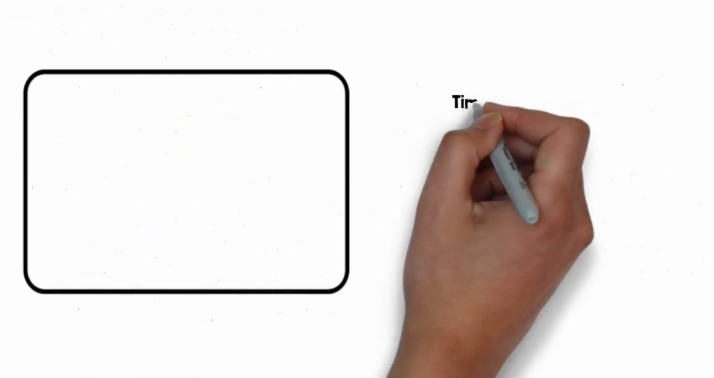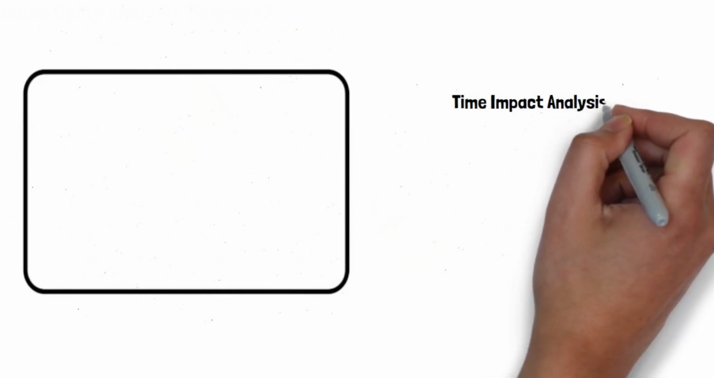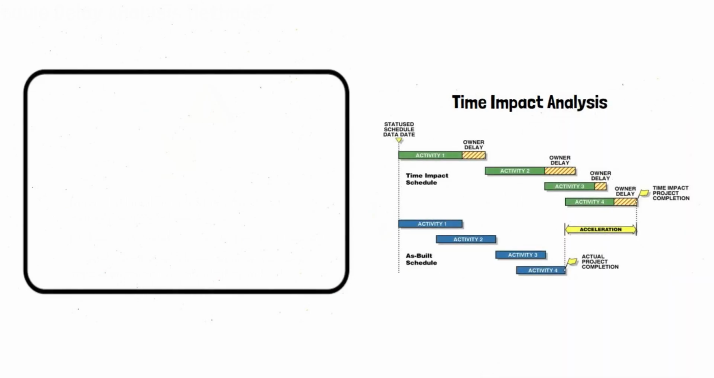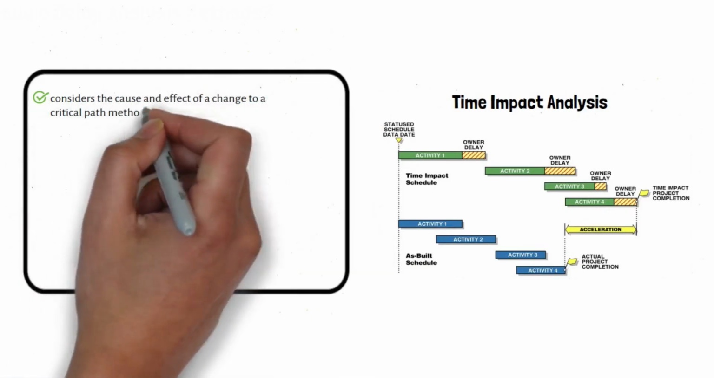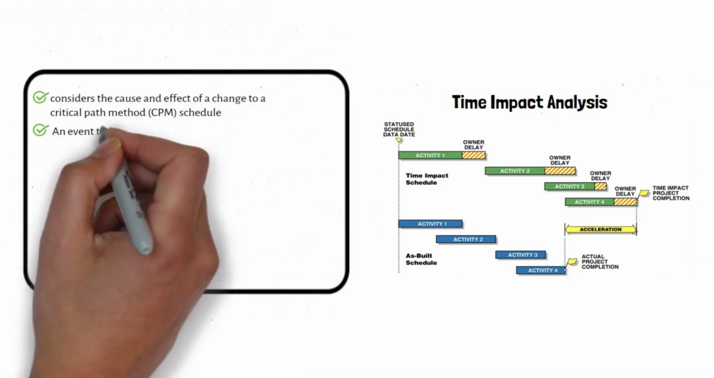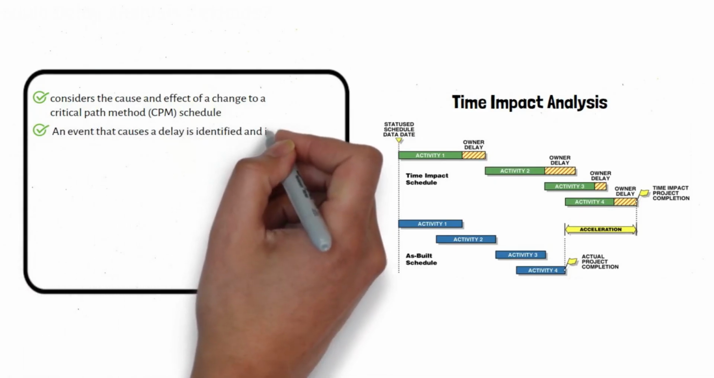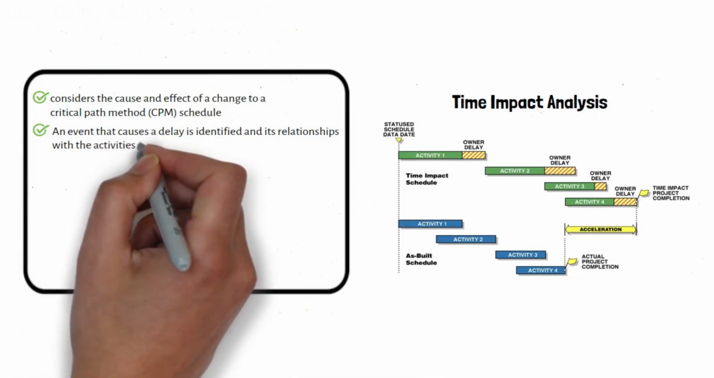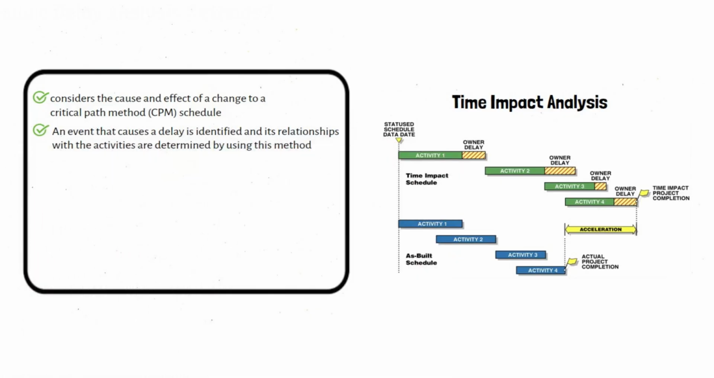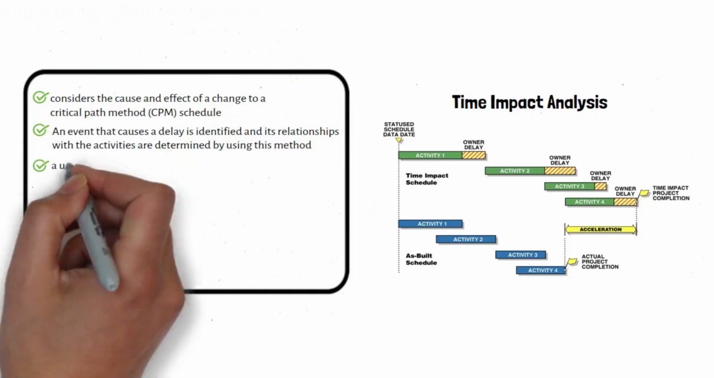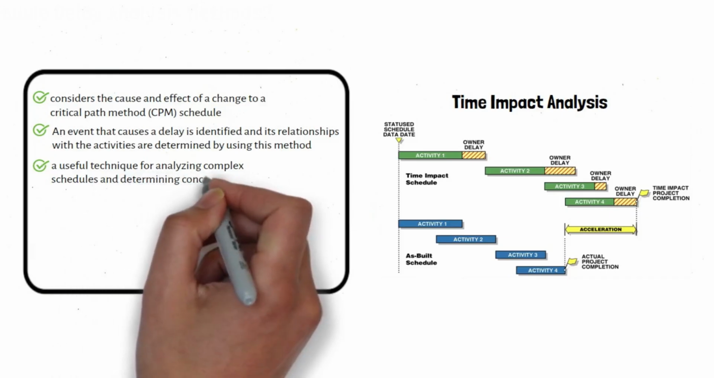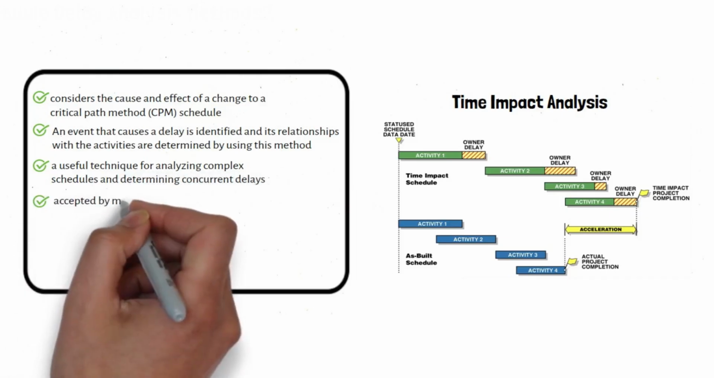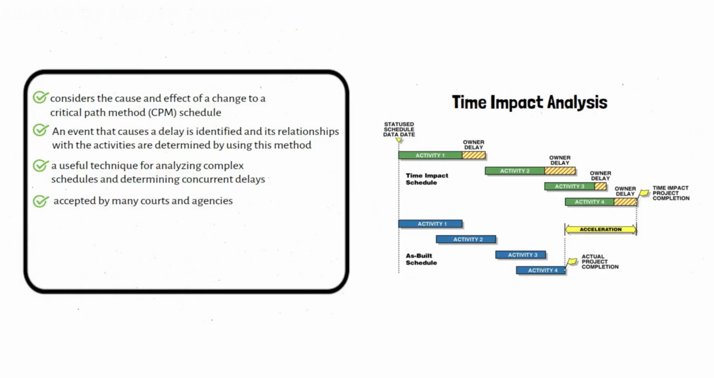Time impact analysis. Time impact analysis is a delay analysis method that considers the cause and effect of a change to a critical path method (CPM) schedule. An event that causes a delay is identified and its relationships with the activities are determined by using this method. Time impact analysis is a useful technique for analyzing complex schedules and determining concurrent delays. This technique is accepted by many courts and agencies.